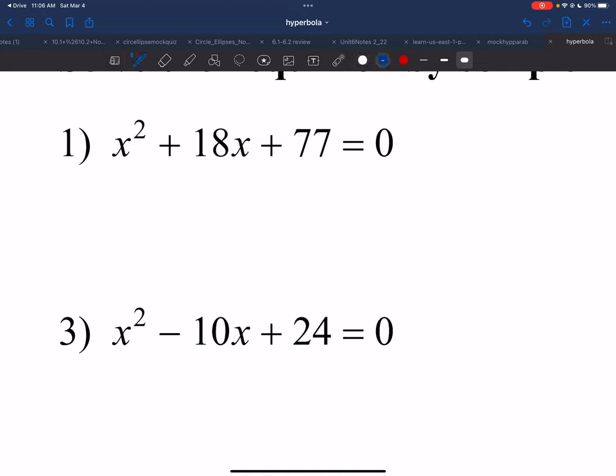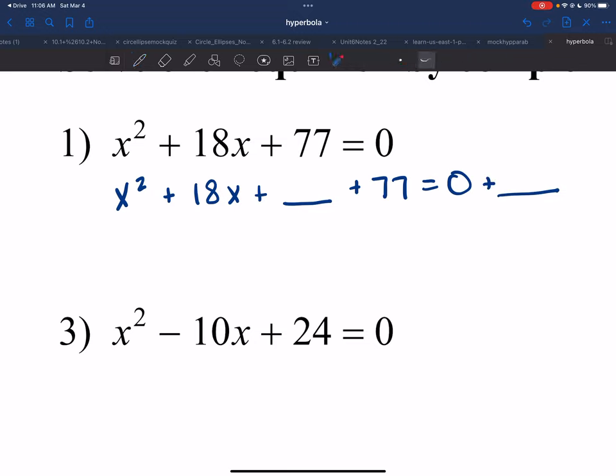Okay, so when I'm faced with something like this, what I'm going to do first is rewrite the question. I'm going to write x squared plus 18x, and then I'm going to leave a blank space, add that 77, and it's equal to 0 plus a blank space. Remember, whenever you're doing completing the square, whatever you do to one side of the equation, you also have to do to the other side of the equation.